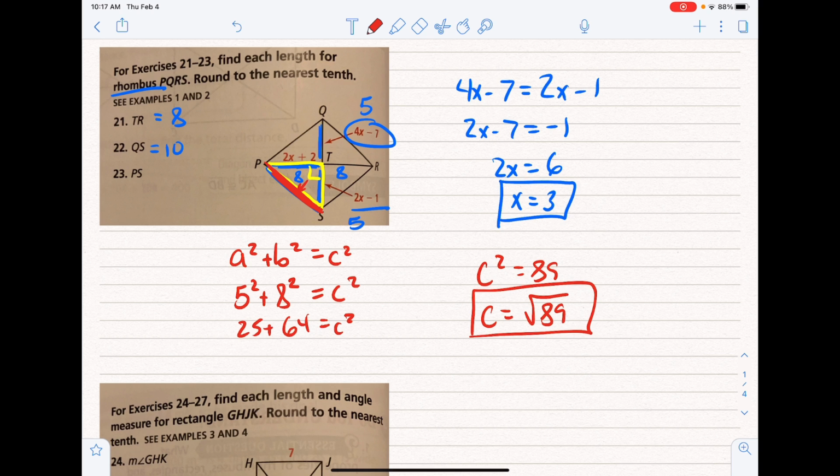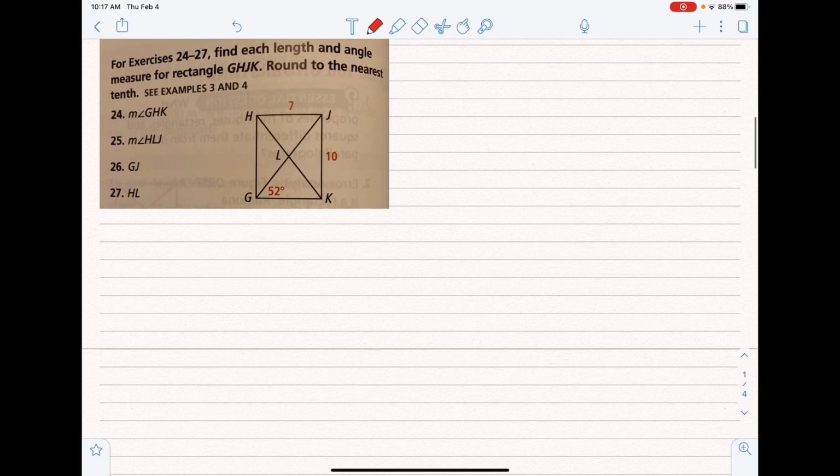All right? And I'm okay if you left it there. It says round to the nearest tenth. It's okay. This is an exact answer. If you did square root of 89, that's absolutely fine. Okay, next, number 24. This tells us this time it's a rectangle.